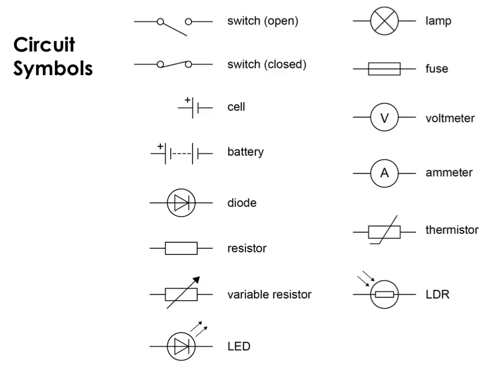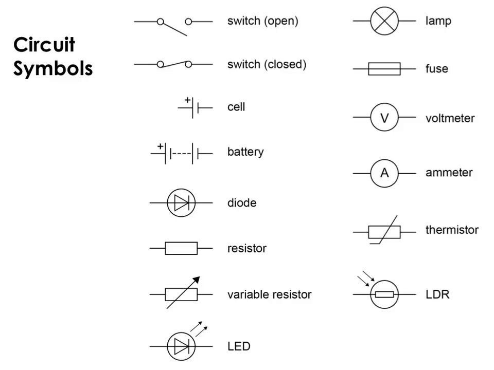For your exam, you need to know the following circuit symbols, and we've got quite a range of them here. You also need to know what each of these circuit symbols does. So the first one is an open switch. When the switch is open, the circuit is broken and no electric current will flow. We've then got a closed switch. When the switch is closed, the electric current can flow around the circuit and the components will work.